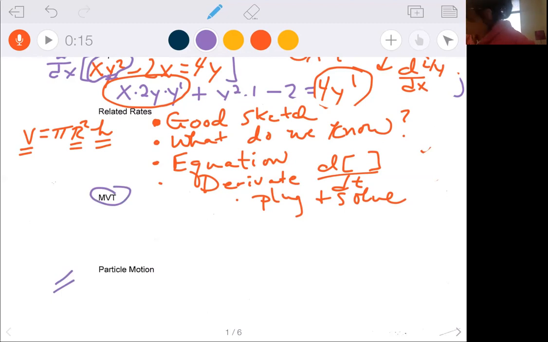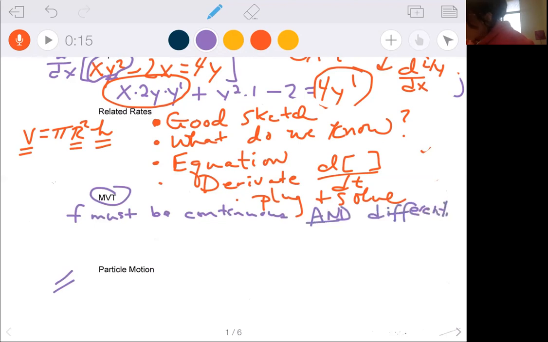And the hypothesis for the mean value theorem is that the function must be continuous and differentiable.